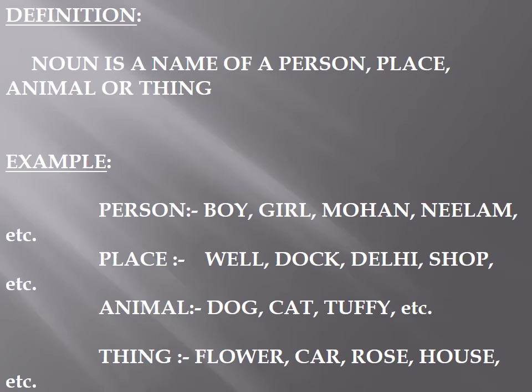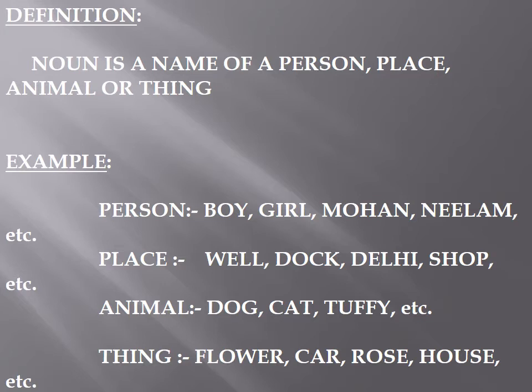The definition of noun. Noun is a name of a person, place, animal or thing. Generally, in the elementary classes, we have learnt that noun is a naming word. So every object, every person, every place that has a name is a noun.